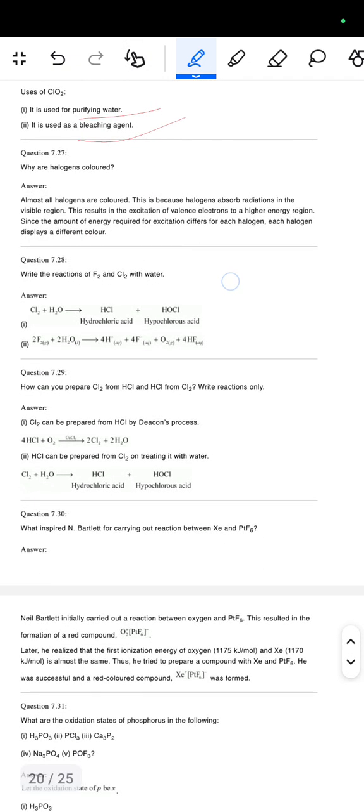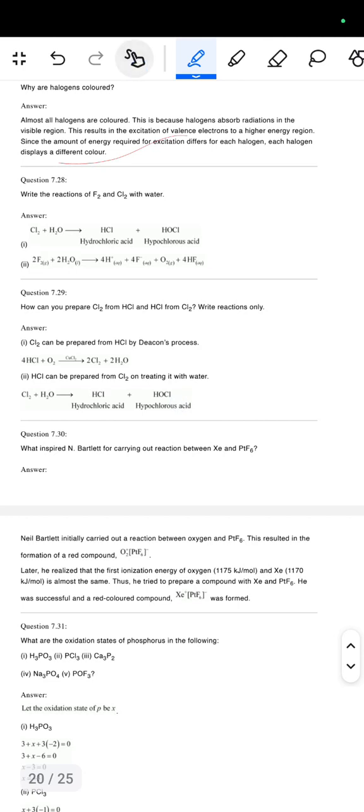Next, why are halogens colored? Almost all halogens are colored. This is because halogens absorb radiation in the visible region. This results in the excitation of valence electrons to a higher energy level. Since the amount of energy required for the excitation differs for each halogen, each displays a different color.